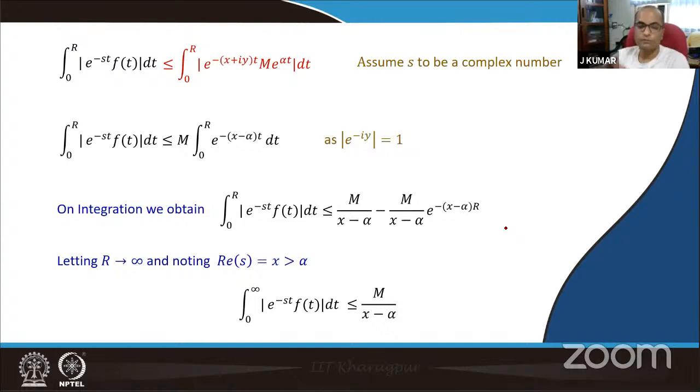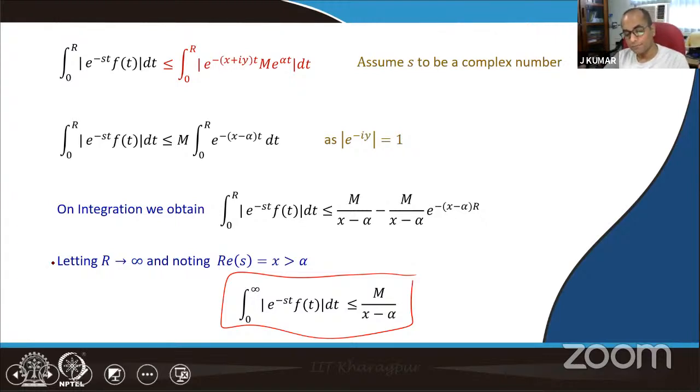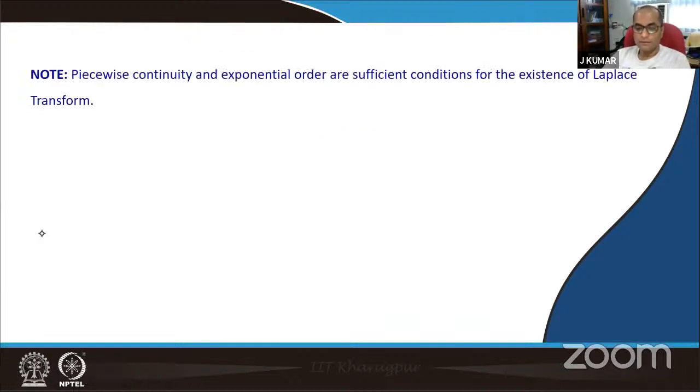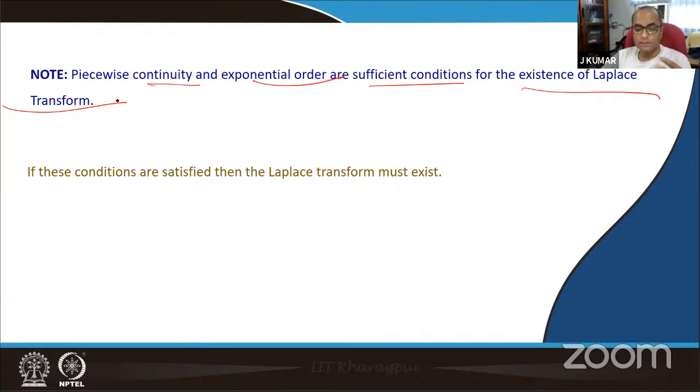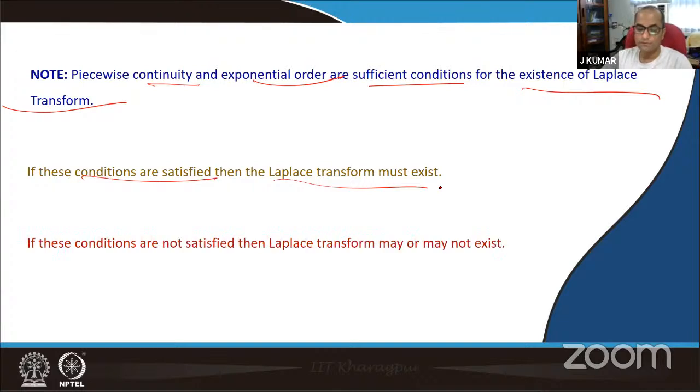Once the function fulfills these two conditions, definitely we can say that the value of this Laplace integral exists. As I mentioned before, piecewise continuity and exponential order are sufficient conditions for the existence of the Laplace transform, and not necessary. If these conditions are satisfied, then definitely the Laplace transform exists. But if these conditions are not satisfied, then the Laplace transform may or may not exist.